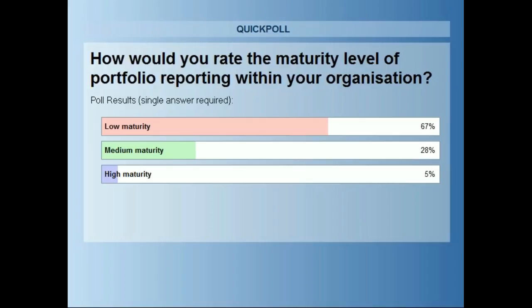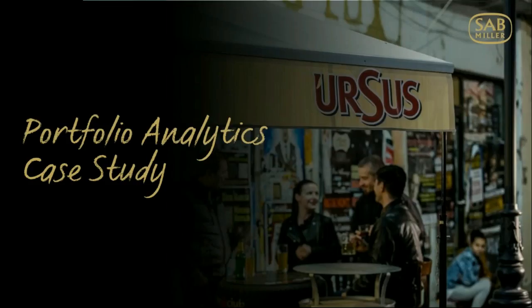So a little bit about SABMiller. Prior to its takeover by AB InBev in September of this year, SAB was the second largest beer brewer in the world and a FTSE 20 company. It had 70,000 employees and operated in more than 80 different countries. And in 2015, our revenues were $26 billion and a pre-tax profit of $6.4 billion. So a pretty significant organization.